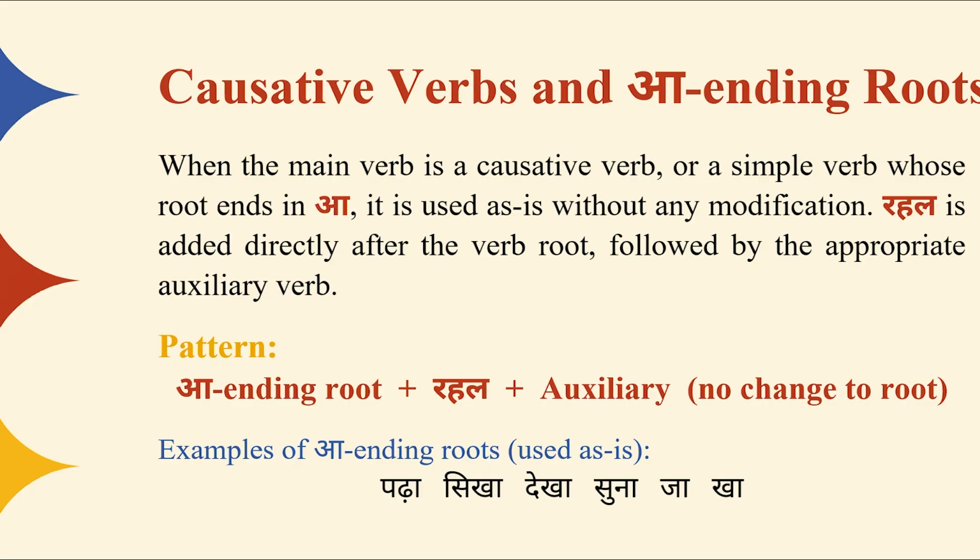The root remains the same. Rahal is added directly because rahal is the continuous marker, so it is added directly after the root verb followed by the appropriate auxiliary verb. So the pattern will be a-ending root, which is the stem itself, plus rahal plus auxiliary. No change to the root. Examples of a-ending roots: padha, sikha, dekha, suna, ja, kha, ga, and many more.